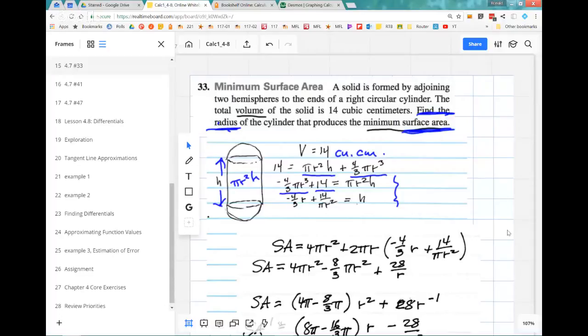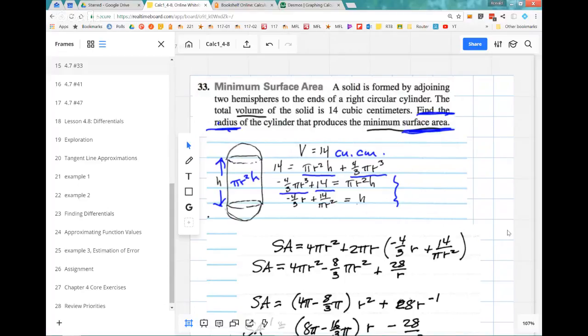We are taking a look at number 33 at the moment from lesson 4.7. So, okay, the total volume of the solid is 14 cubic centimeters. Find the radius of the cylinder that makes for the minimum surface area. All right, so this starts off with a given volume of 14 cubic centimeters. Half the difficulty here was coming up with a visualization. So you notice the drawing here.